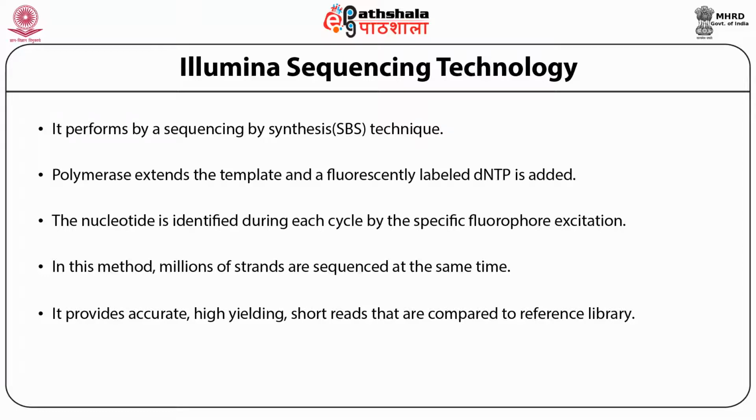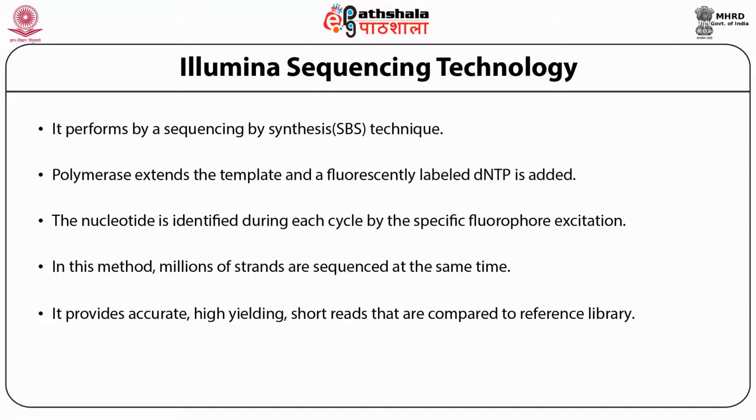In this method, millions of strands are sequenced at the same time. It provides accurate, high-yielding short reads that are compared to reference libraries. The steps involved are first library preparation, cluster generation, and sequencing, followed by alignment. In library preparation, the cDNA or DNA samples are fragmented randomly and are ligated to a specific adapter at both 3' and 5' ends. These fragments are amplified by PCR and purified.